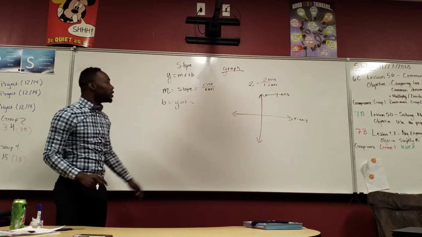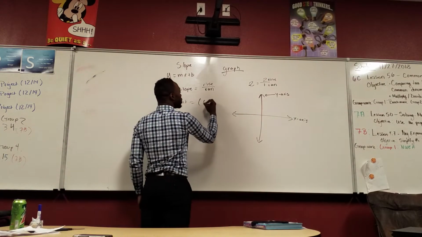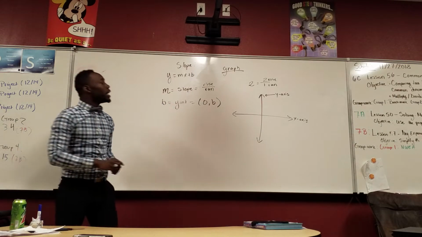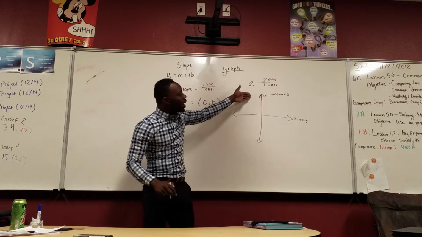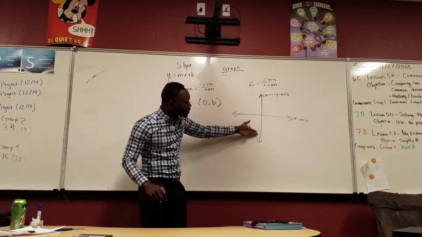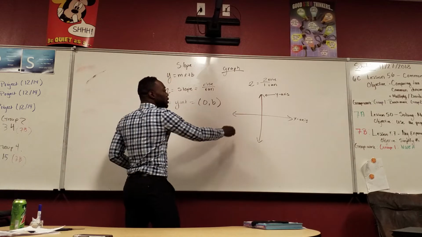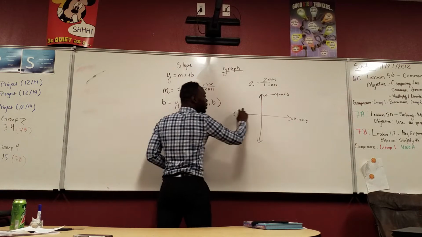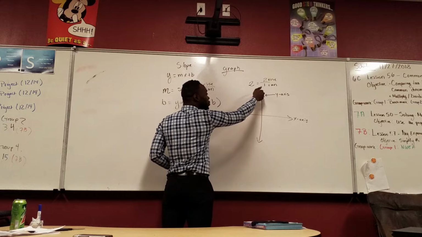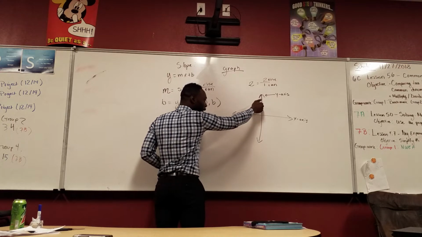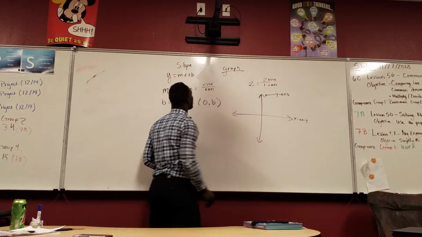So the first point is (0, b). The reason why it is at 0 is because if we're looking for where the line crosses the y-axis, then that means x has to be 0. x has to be 0 because we want to know where this point is going to be on this line right here.